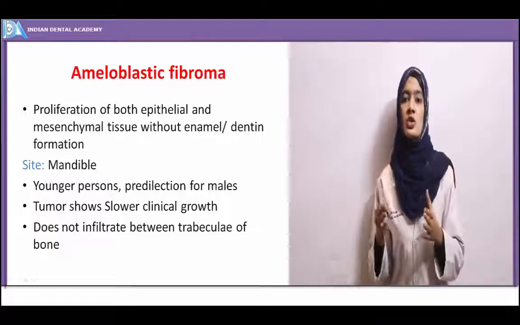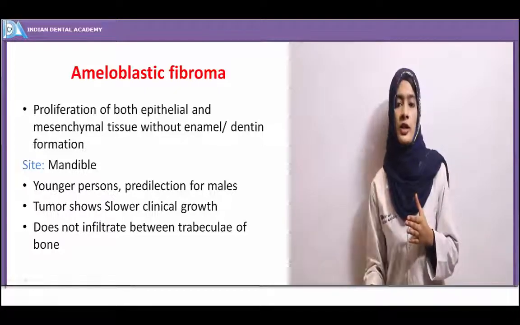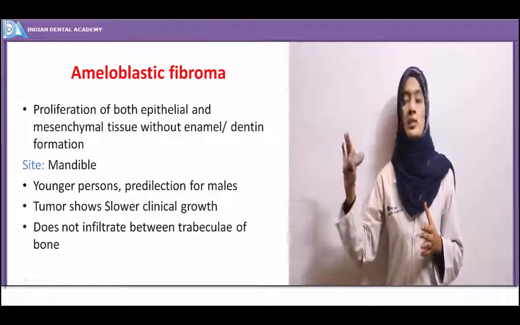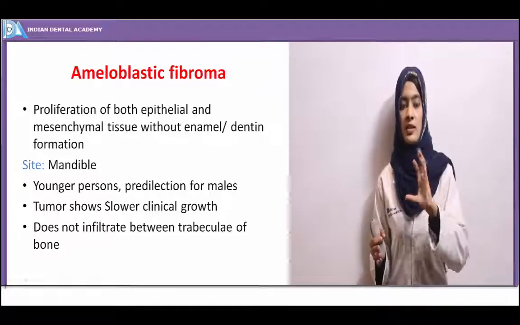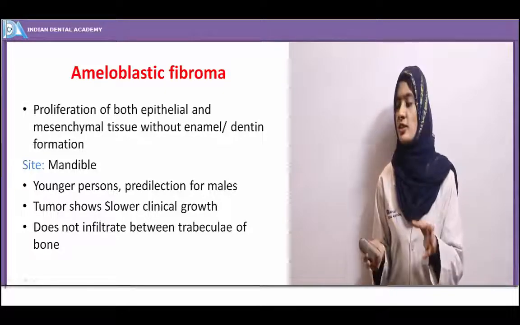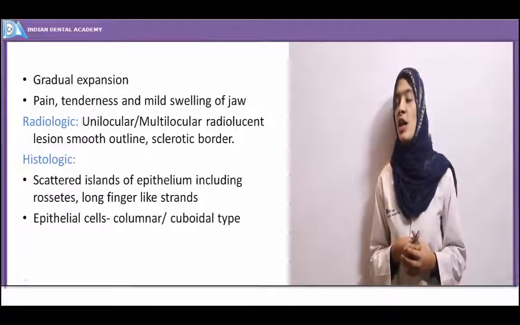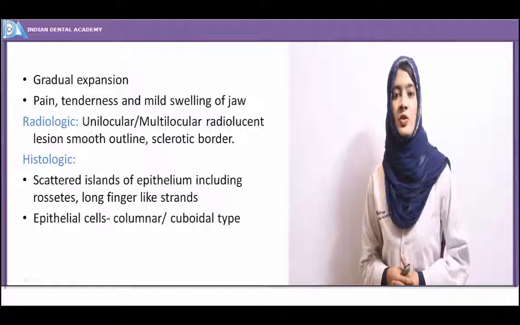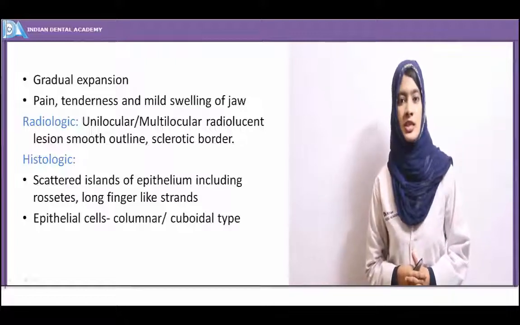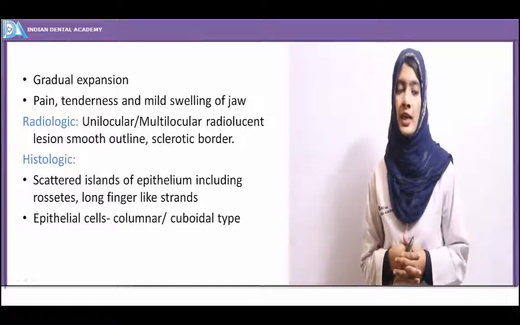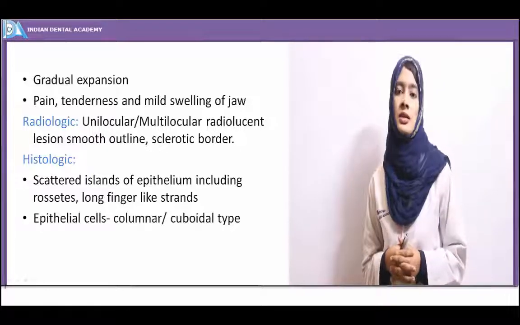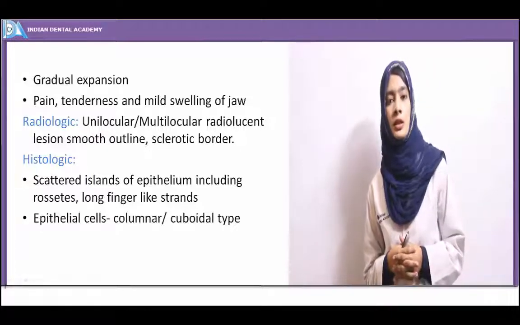Ameloblastoma has a tendency to infiltrate between bony trabeculae. It is invasive, but this ameloblastic fibroma is just involving the fibrous component more commonly, so it does not involve infiltration. Because of gradual expansion, radiologically it appears as a unilocular radiolucency with a smooth border. So clinically it is an asymptomatic swelling on the jaw.